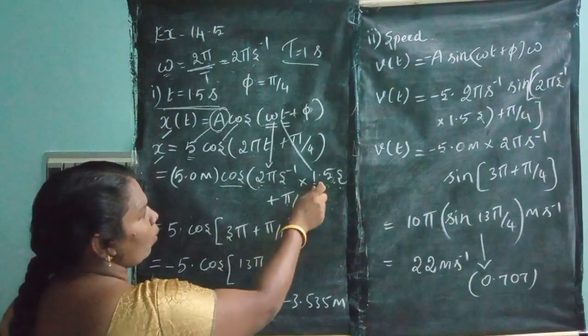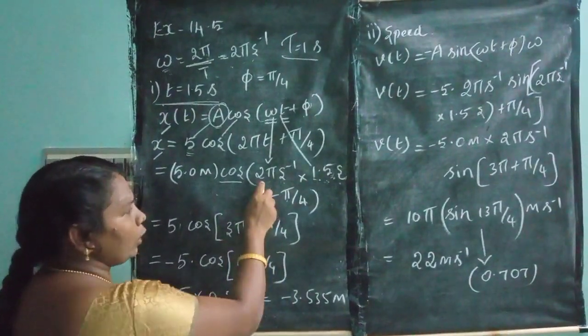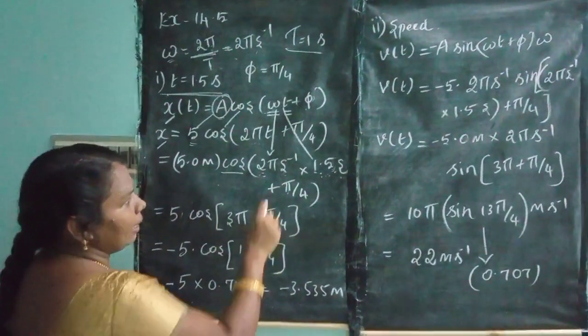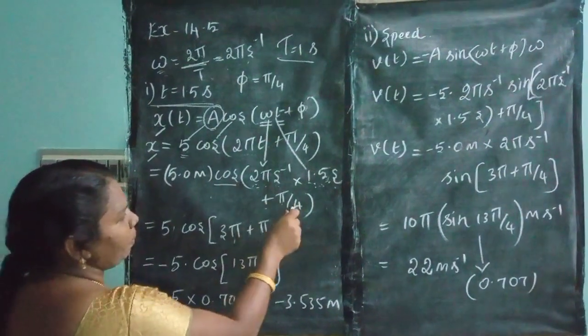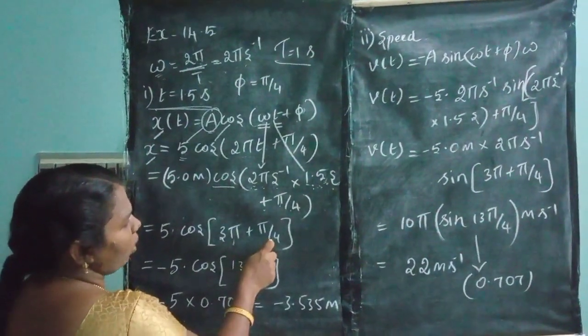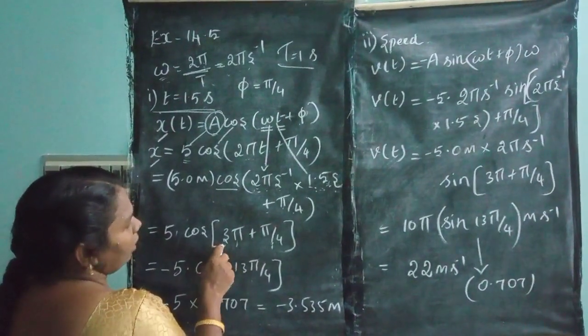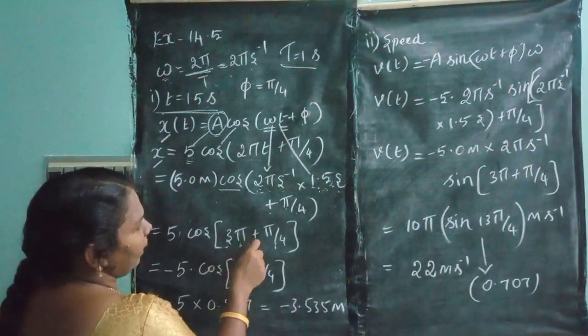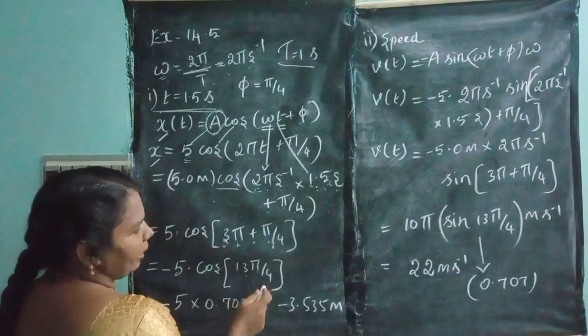That is 2 into 1.5, the answer is 3. Therefore, 3 pi plus pi by 4. So, when I am taking the LCM, that is 4. 4 3s are 12, so 12 pi plus pi, that is 13 pi divided by 4.